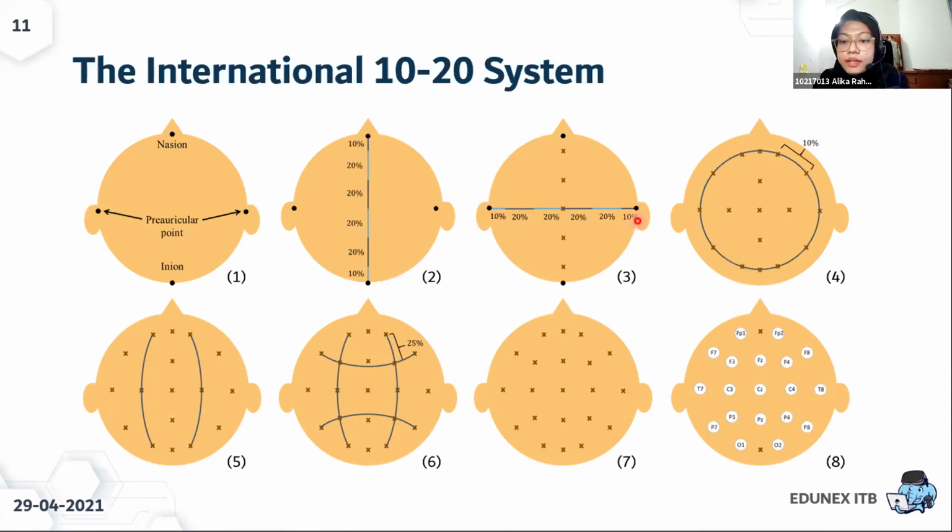additional marks are made. And then further marks are made around the circumference of the head and separated by 10% increments, and we mark the place. And then parasagittal measurements are made, the vertical ones separated by 25%, like this image. And finally, the intersection of these 2 lines is where the final electrodes are placed. And once all of these marks have been placed, the electrodes can be applied to the scalp of the patient.